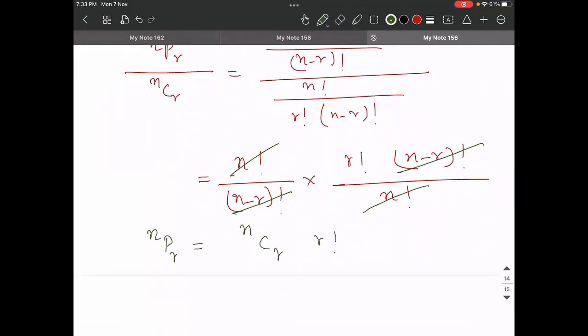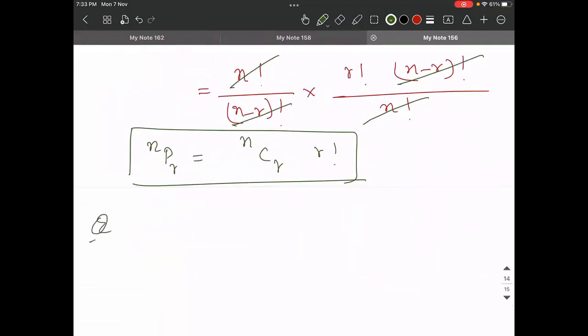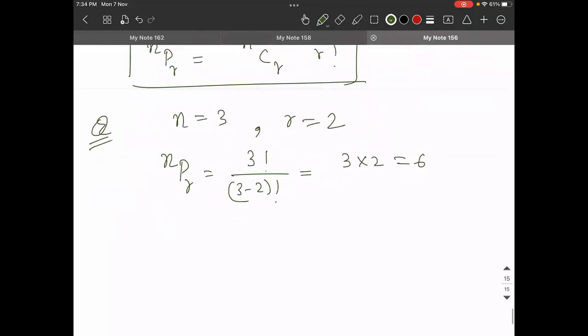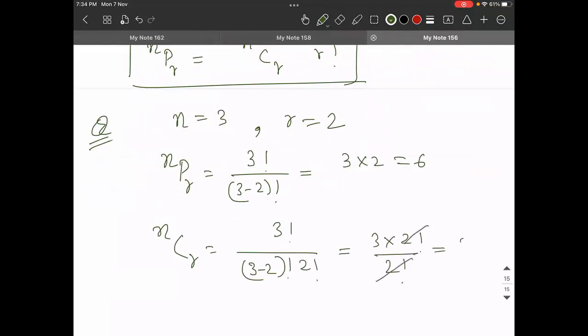Is that okay? Fine. Now, the example that I just gave you: suppose you have N equal to 3 and R equal to 2. Find out NPR. NPR is 3 factorial upon 3 minus 2 factorial. How much is that? 3 factorial is 3 into 2, that is 6. Now find NCR. NCR is equal to 3 factorial upon 3 minus 2 factorial times 2 factorial. So this is 3 into 2 factorial upon 2 factorial, which is equal to 3.